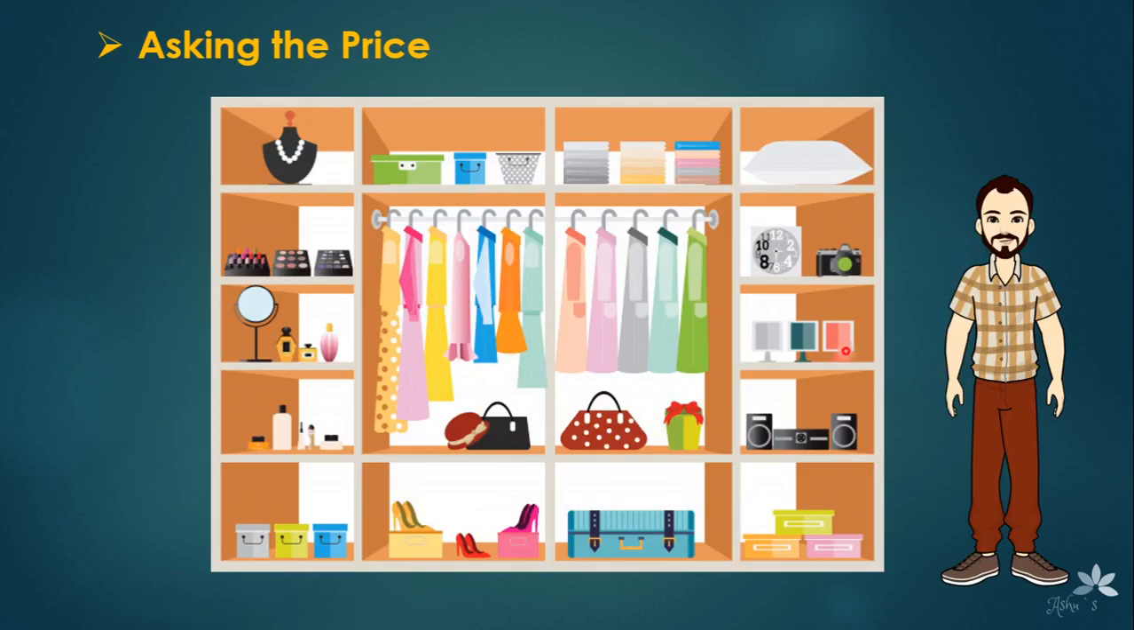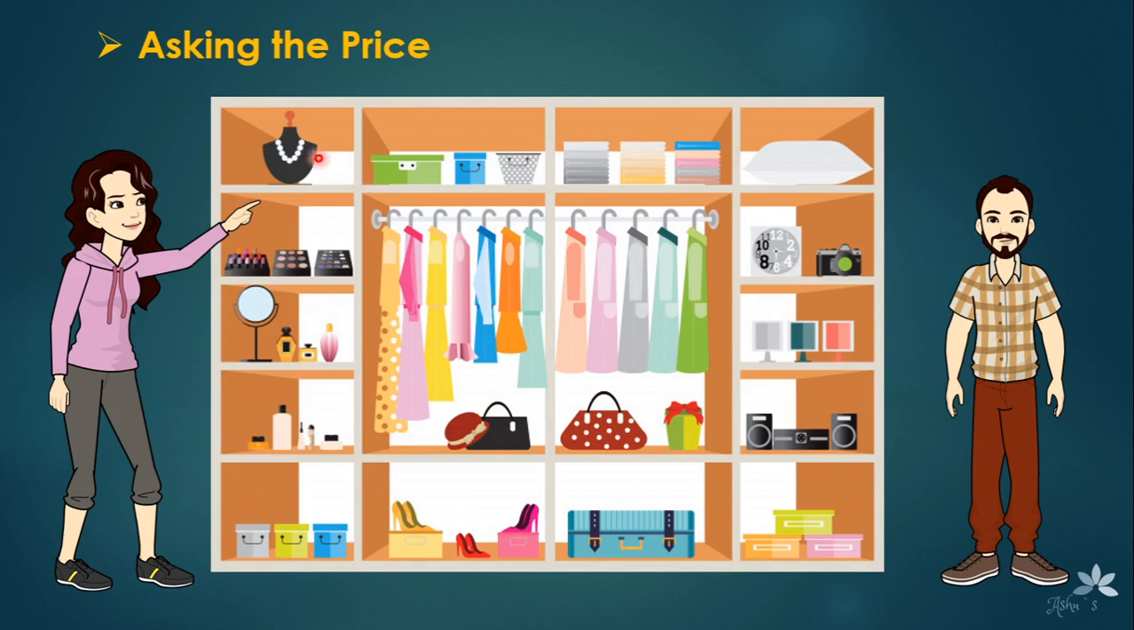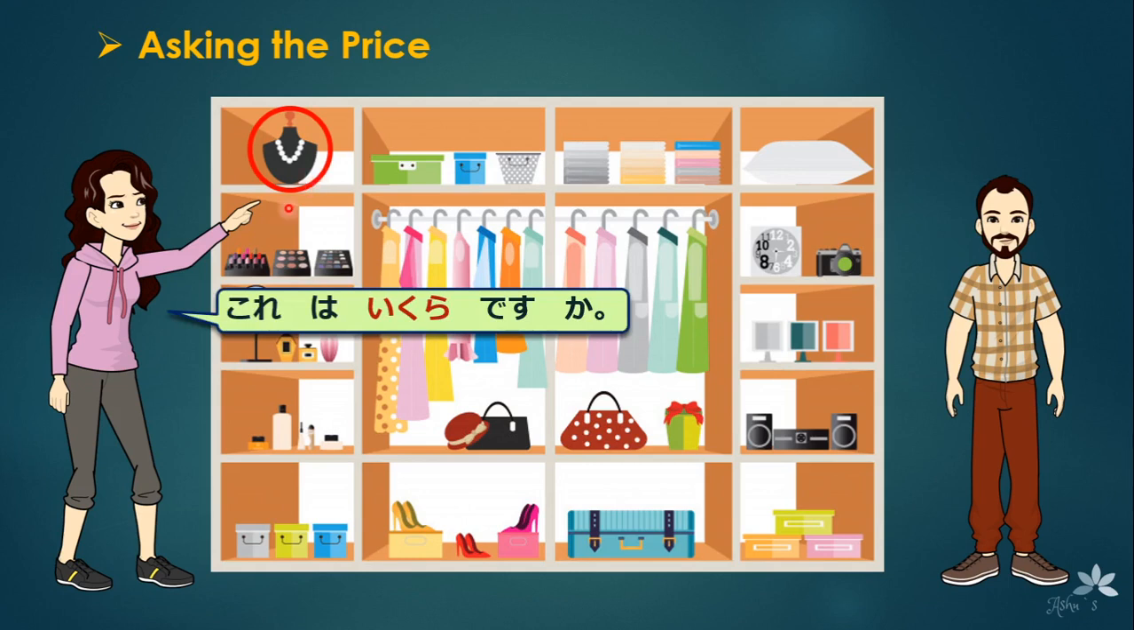Now friends, let's learn how to ask the price. Now this is a shop here. She wants to know the price of this item here. Now since this item is very close to her, she refers to it as kore. So she's asking as, kore wa ikura desu ka? Ikura means how much. So she's asking, how much is this? Kore wa ikura desu ka?